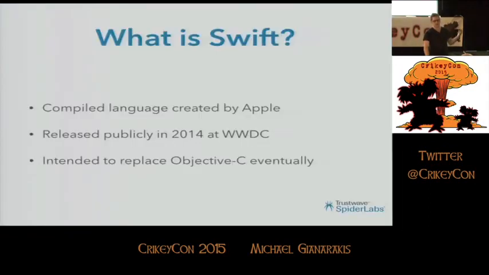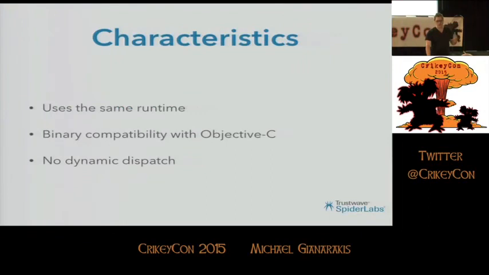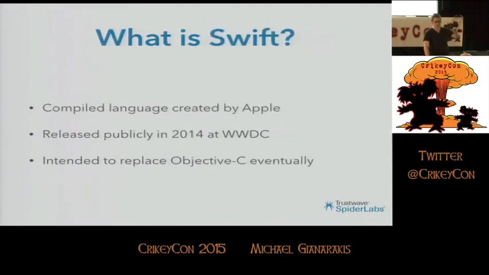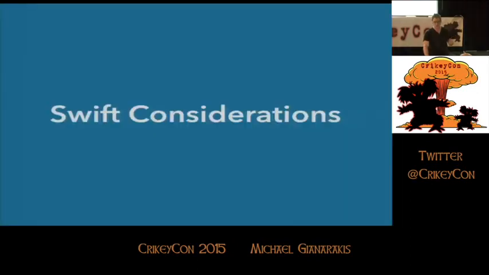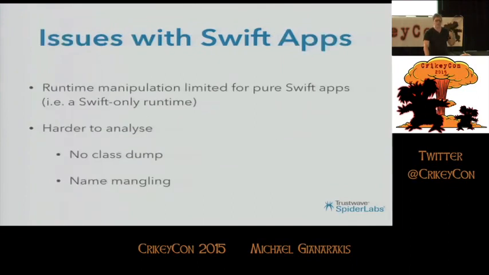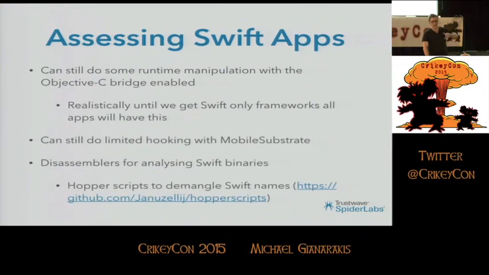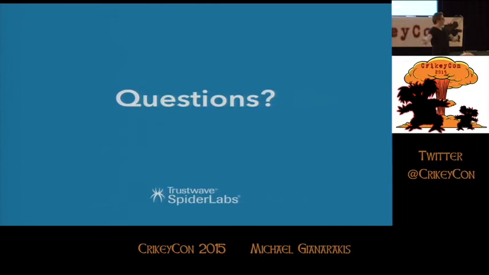That's the hooking. Just briefly, everybody knows what Swift is. Unfortunately, it complicates this a little bit. It uses the same runtime, but there's no dynamic dispatch, so it's harder to do the runtime manipulation, and harder to analyze. You can't do class dump. They mangle all the names, but you can still do some stuff. With the Objective-C bridge and objects, Swift objects can inherit from NSObject, so you can still do that. Limited hooking with Mobile Substrate. But if you want to analyze it, use a disassembler, class dump, and things like that.